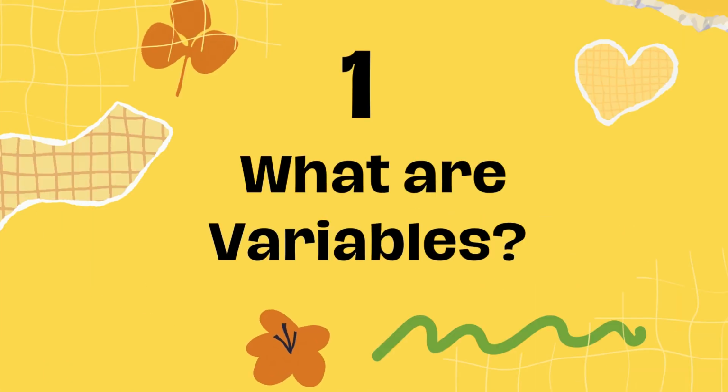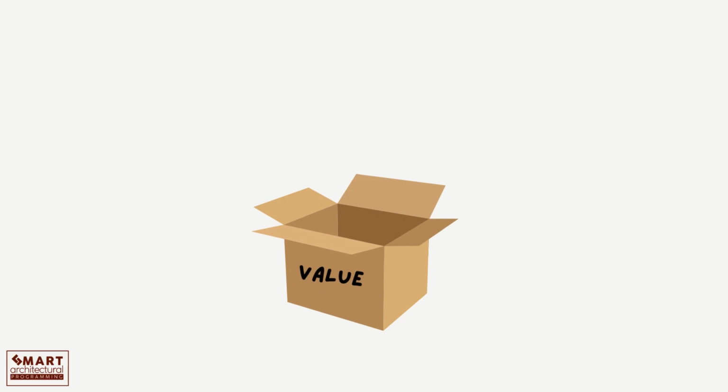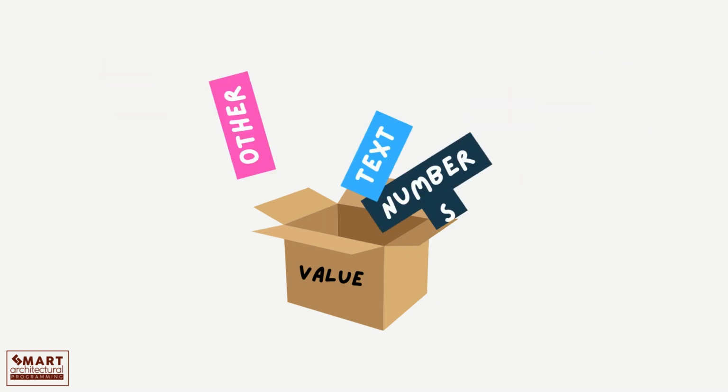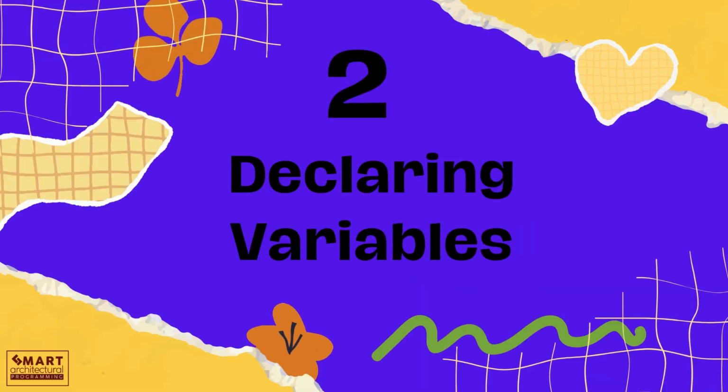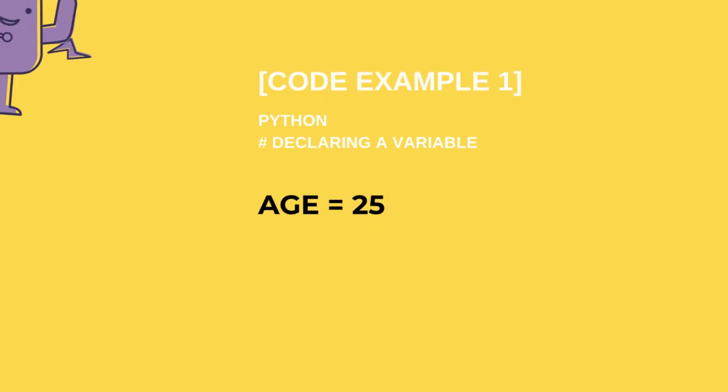So, let's get started. A variable in Python is like a box that can hold different types of data. Think of it as a container for information. Variables are used to store values, and these values can be numbers, text, or any other data type. To declare a variable in Python, you simply choose a name for your variable and use the equals symbol to assign a value to it.